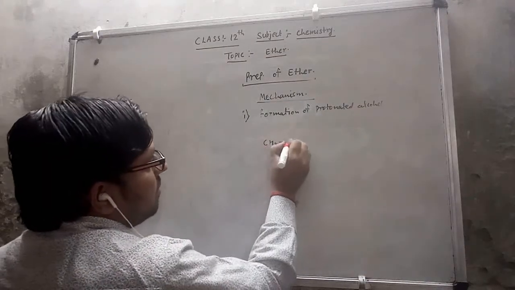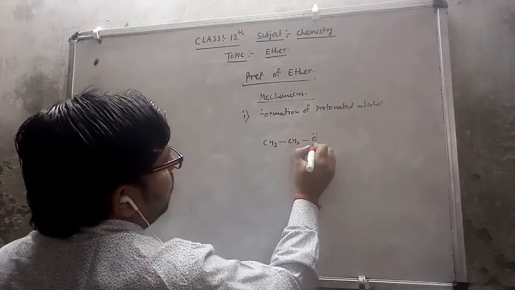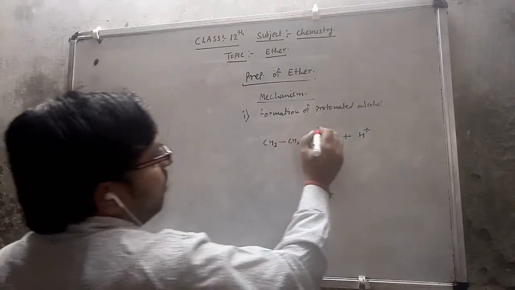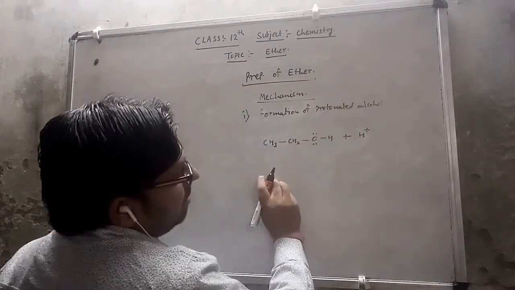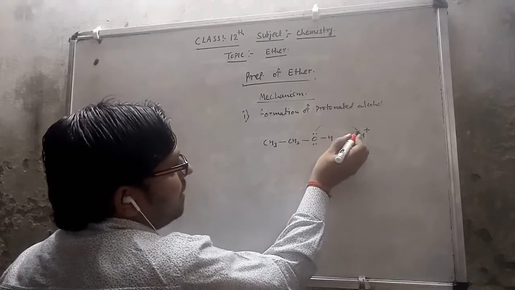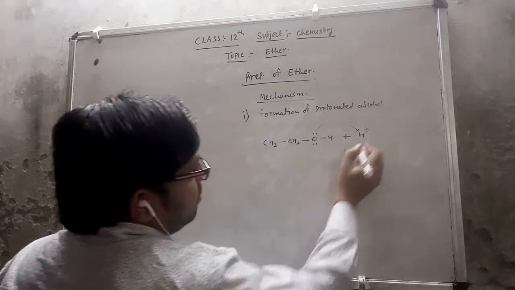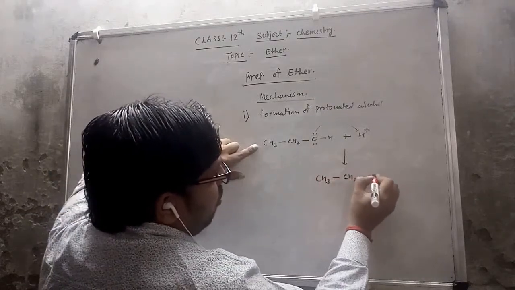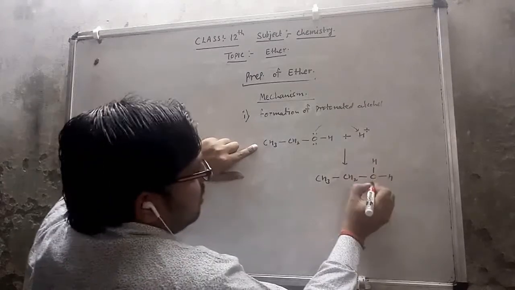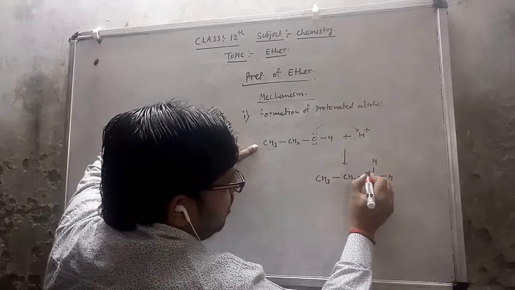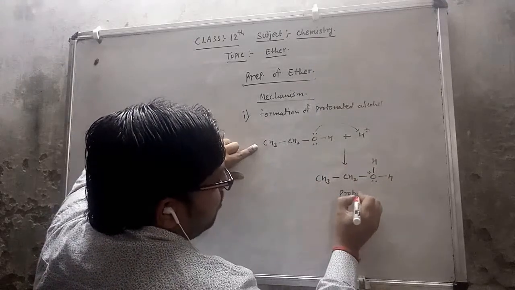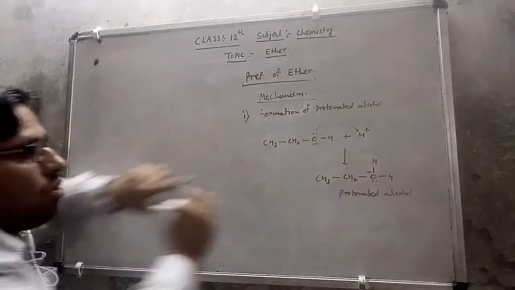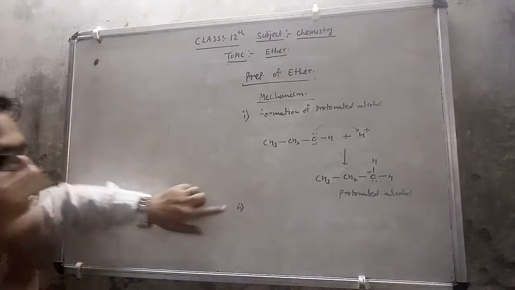I'm having the alcohol. This is CH3 single bond CH2 single bond O single bond H. The hydrogen ion from the acid: the electron pair present on the oxygen will attack this positive hydrogen ion. Then we are getting here CH3CH2 oxygen, and this hydrogen will be attached here. This oxygen has given the electron, so one positive charge will come. This is the protonated alcohol.